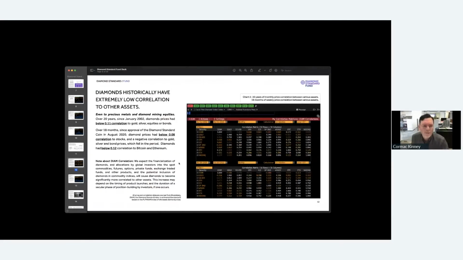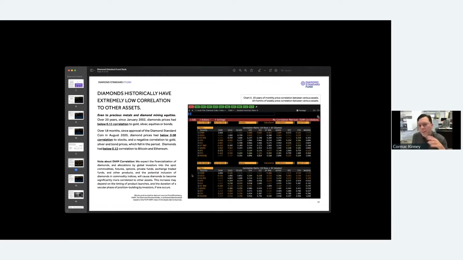So I mentioned this really for institutional investors, but I do want to note, I expect that correlation to increase over time. As we financialize diamonds, create the ETFs and the futures, liquidity tends to cause things to become correlated. And so we expect that correlation to go up, but right now it's extremely low.